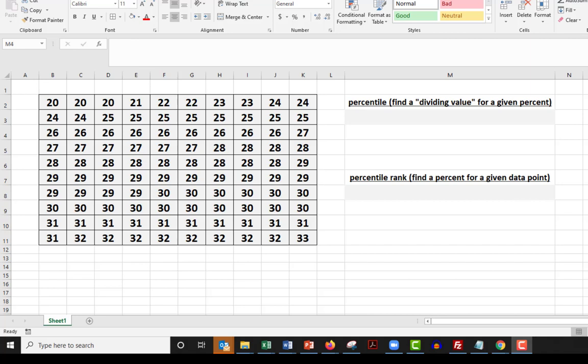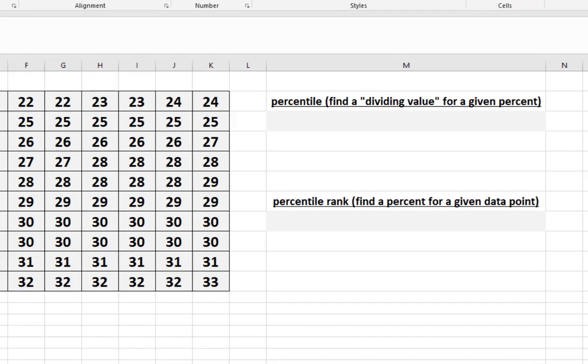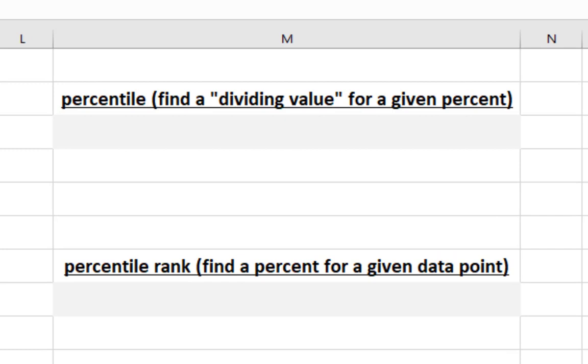Okay, my friends, so for this video, I want to get into the percentile rank command, and I also want to drive home the difference between a percentile and the percentile rank. You may have noticed up here I changed the language a little bit. I said for a percentile, you're finding the dividing value for a given percentage in the data set.